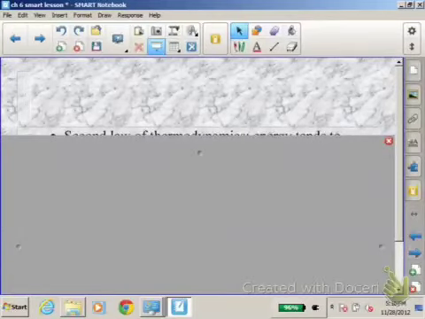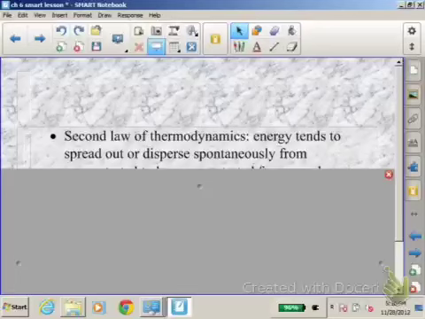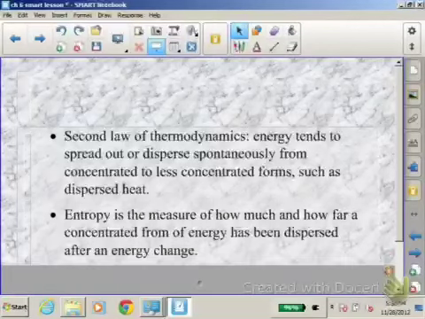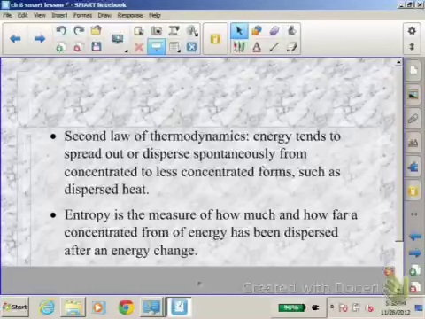The second law of thermodynamics says that energy tends to spread out or disperse spontaneously from concentrated to less concentrated forms, such as dispersed as heat. This also can be called the law of entropy. And entropy is kind of a difficult topic to understand, but it's a measure of how much and how far a concentrated form of energy has been dispersed.